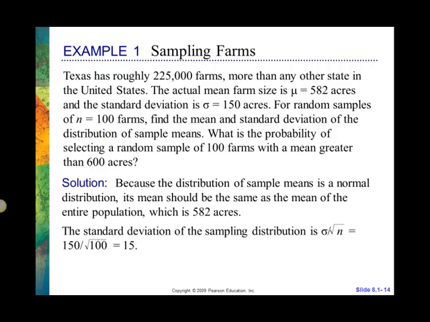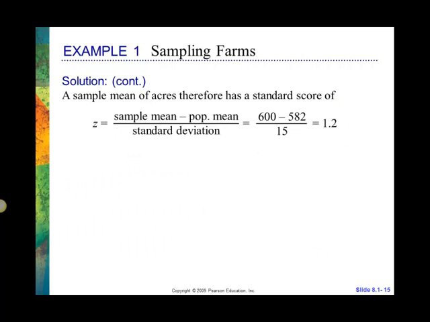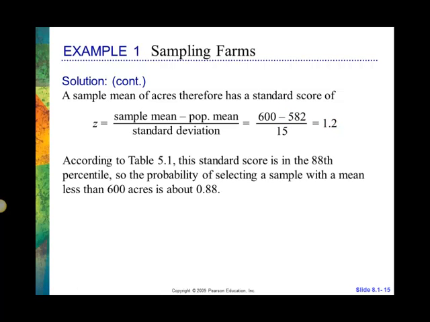Here we go. They found the standard deviation of the sample means is 15. They plug that in, get 600 minus 582 over 15, and get 1.2 as a z-score. We look that up in our table and find that it's in the 88th percentile. We could also look in table A, which is what I would do.